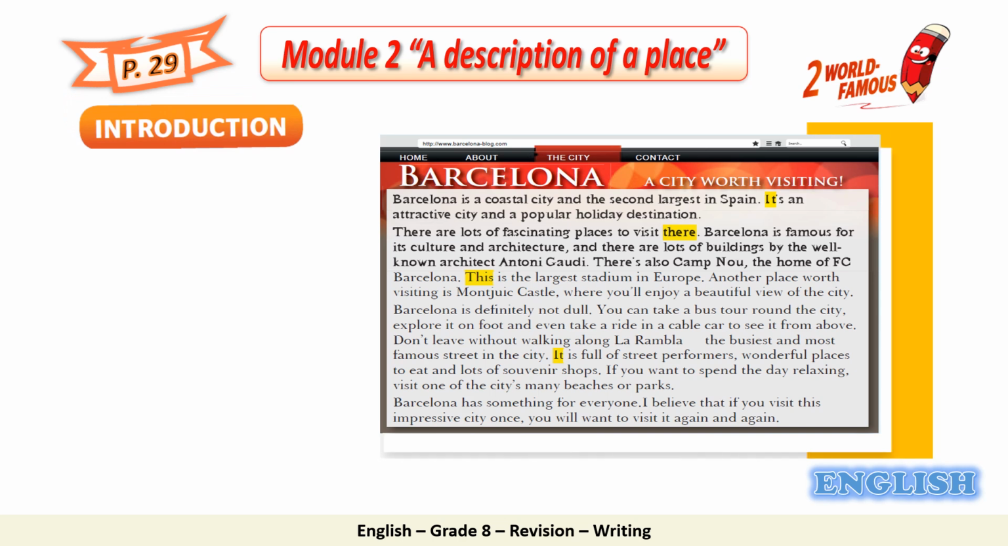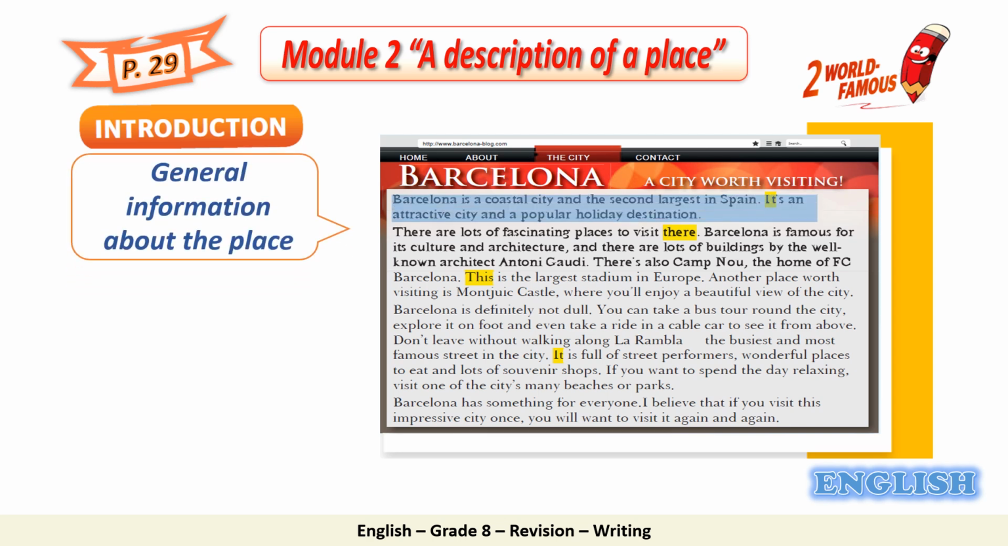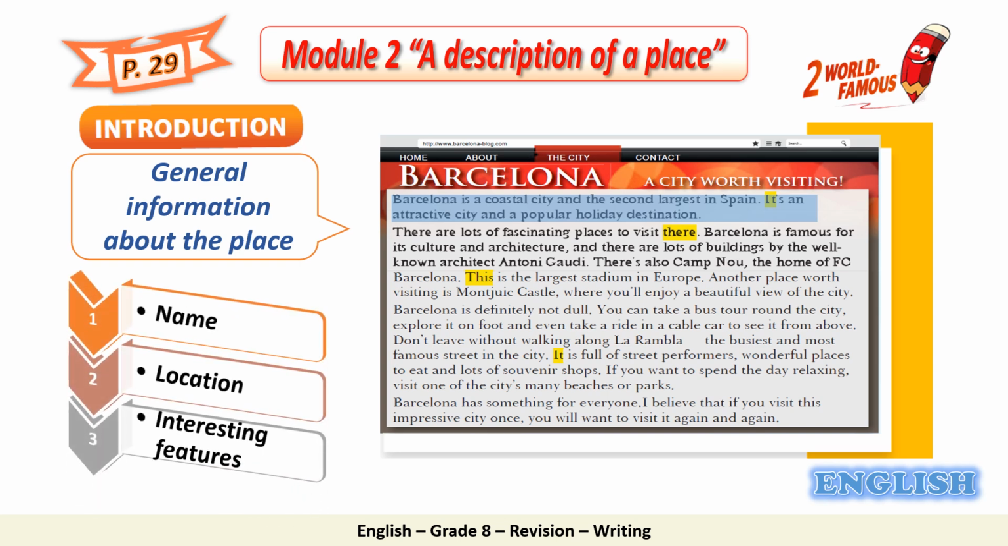In the introduction, give general information about the place you want to describe. Mention its name, its location, and some interesting features that the readers might not know. In this example, the writer mentions the name of the city, Barcelona. Then he mentions the location. It's a coastal city. Then he mentions some interesting features. It's the second largest in Spain. It's an attractive city and a popular holiday destination.